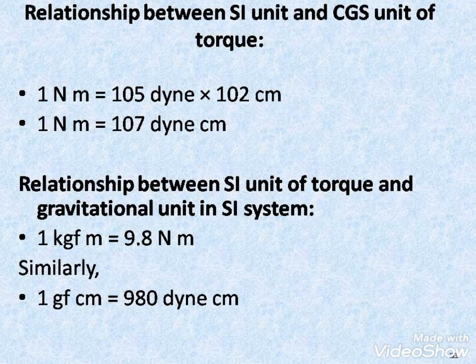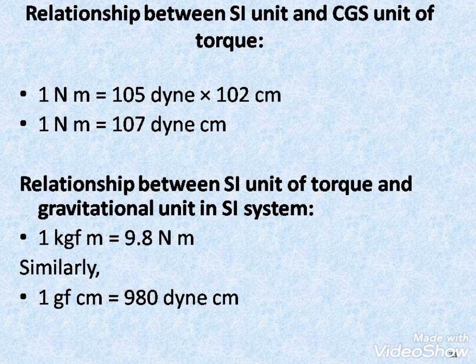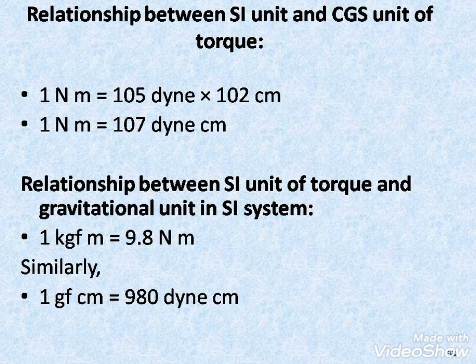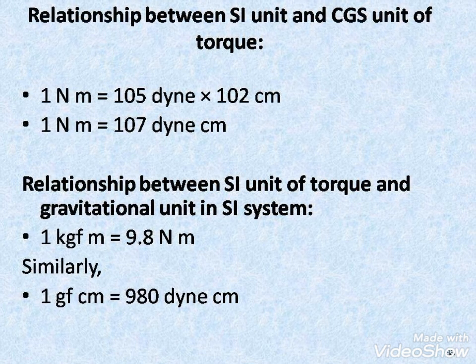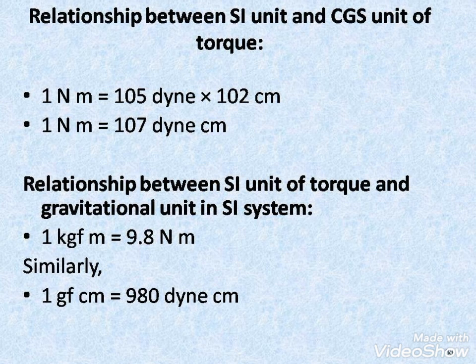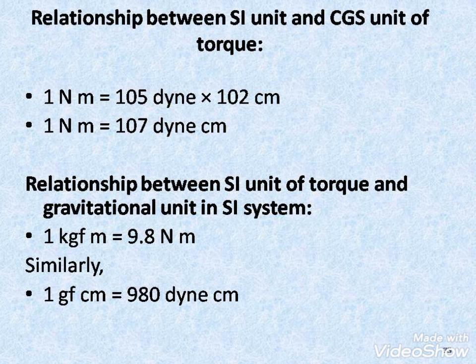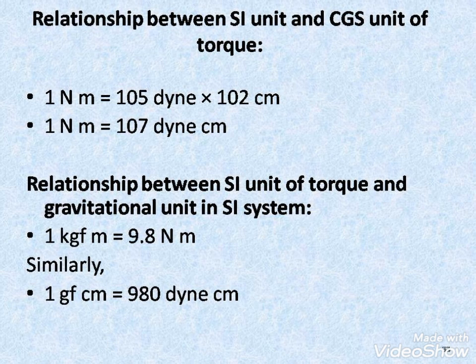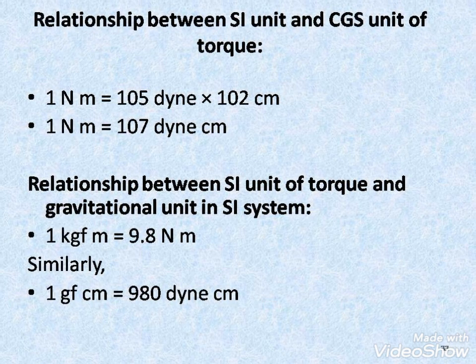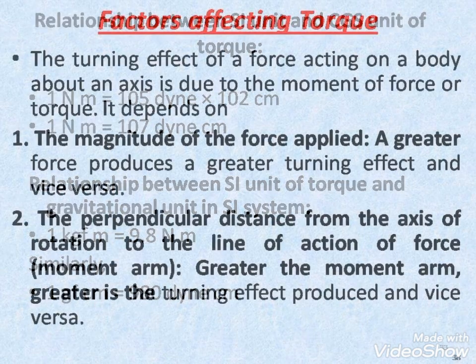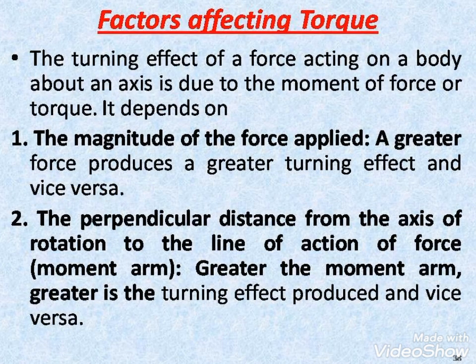It depends upon the formula which you are using. Now coming to the relationship between the SI unit and the CGS unit of torque: 1 newton meter is equal to 10 to the power of 5 dyne into 10 to the power of 2 centimeter, which is equal to 10 to the power of 7 dyne centimeter. The relationship between the SI unit of torque and the gravitational unit in the SI system is 1 kgf meter equal to 9.8 newton meter.